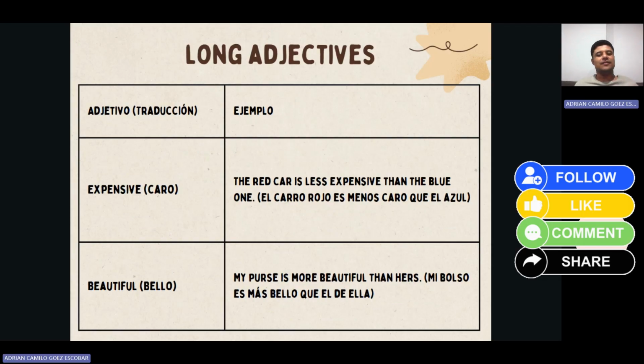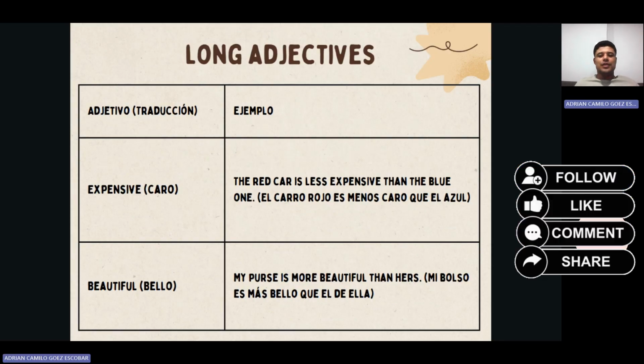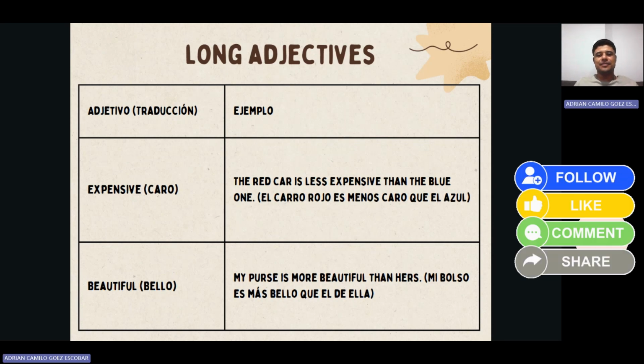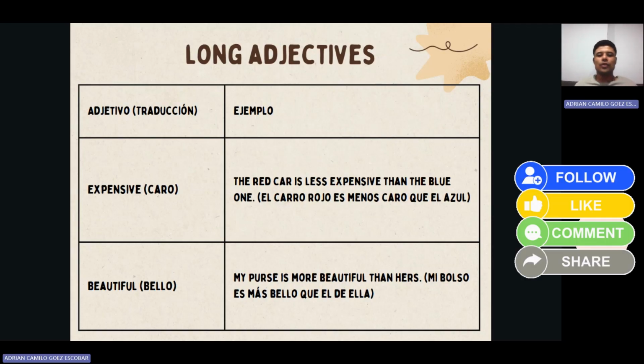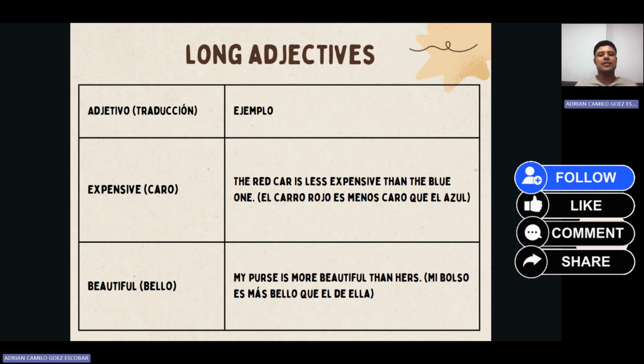Long adjectives. A long adjective is one with two or more syllables that do not end in y. To form the comparative of these adjectives, the word "more" is used before the adjective in its positive form, instead of adding a suffix to the end of the adjective as we do with short adjectives, to indicate superiority. Example: Damian is more expensive than Harvey.